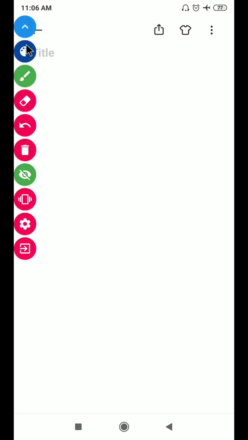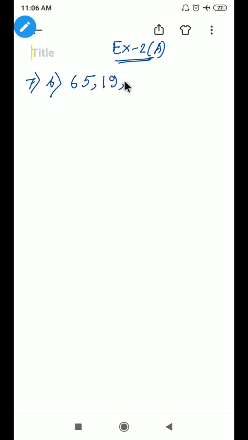Hello students, in this video we will discuss our next problem of exercise 2a. So let's start. In exercise 2a, question number 7 is given. 7b, there is given 65 crore 19 lakh 42,480. From here you have to find out, and this is the underlined digit.